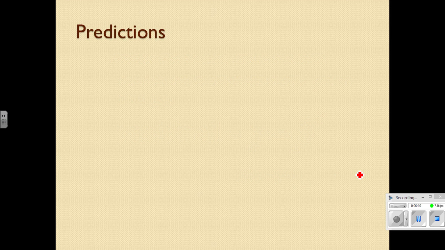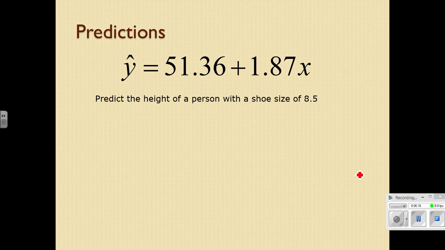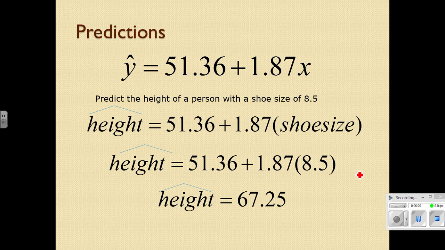So how does that work out for us? Let's say here's our prediction equation, and we say, okay, I've got a shoe size of 8.5. What would my predicted height be? So we plug in 8.5, and we'd realize, okay, 67 inches. So about 5'7". So with a size 8.5 shoe, I would be predicted to have a height of 67 inches.